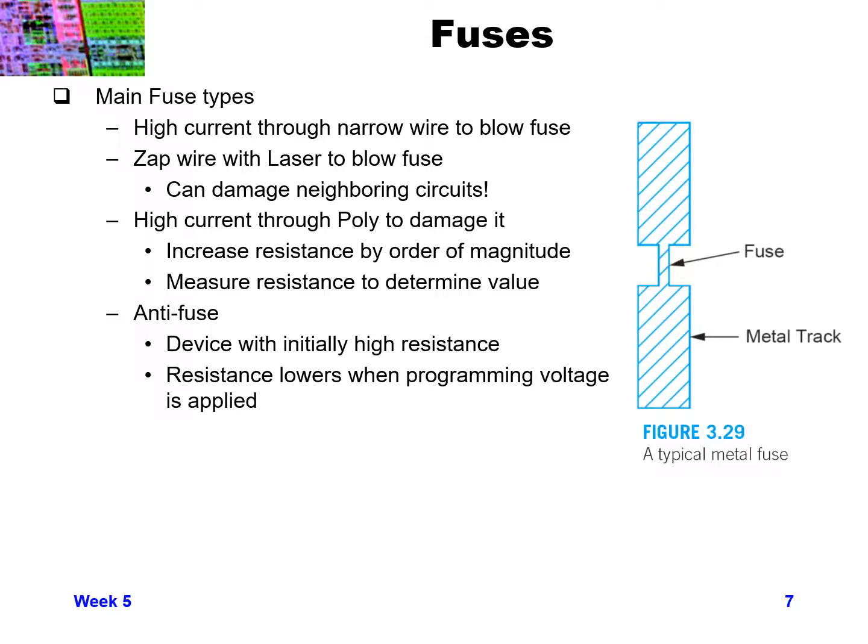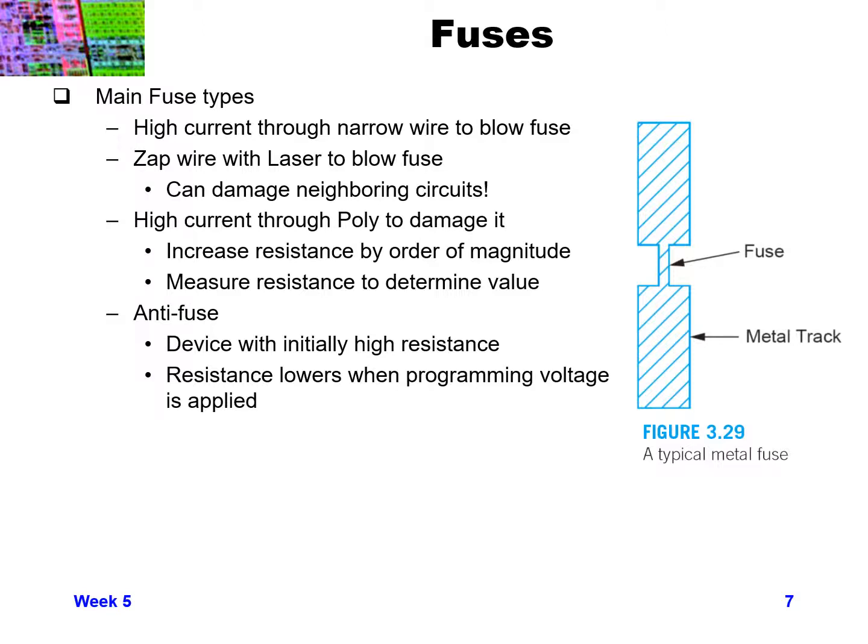So there's a number of different types of fuses that you can use. One type of fuse is you have a narrow metal wire. You pass a high current through it, and passing the high current will blow the fuse. Instead of passing current through the wire, you can maybe have a narrow metal wire where you zap it with a laser to blow the fuse.